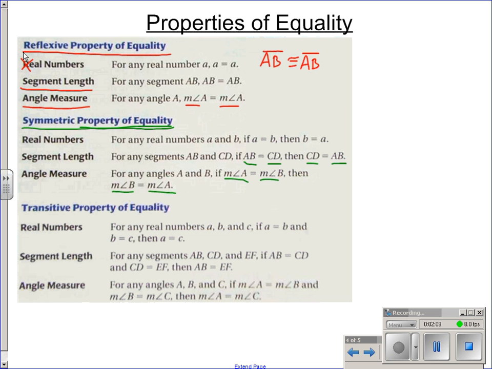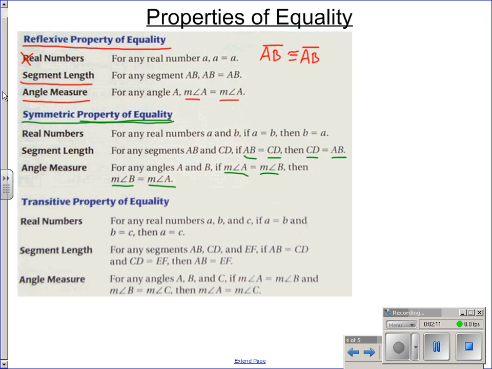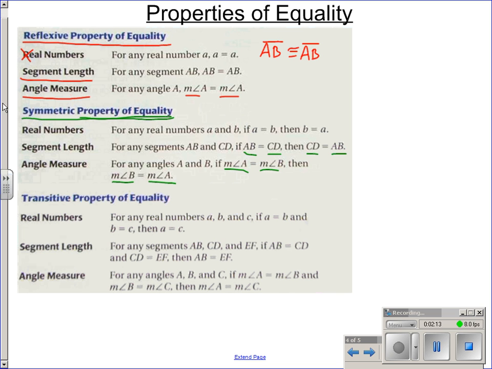Okay, the next one, this bottom one here, transitive property of equality. Big time, you want this one. Copy this down, transitive property of equality. Again, you don't really need it for the real numbers so much, but definitely for the segments and the angles. All right, the transitive property of equality is kind of like a substitution. And so I'm looking at the segment length one, and I'll just copy it on the other side.